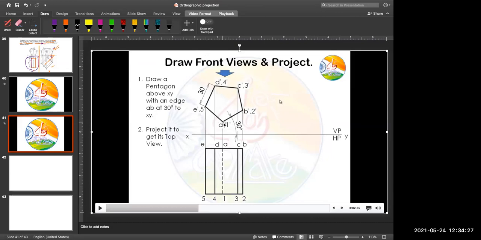Now, the line connecting A prime and 1 prime will not be visible since it is hidden by these surfaces. So you have to join this A and 1 as a hidden line, or you can say as dash lines. Now see hereafter what to do. That completes the first bit of the problem.